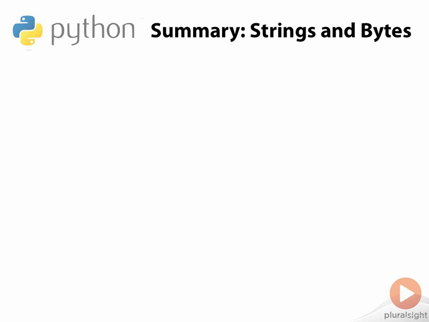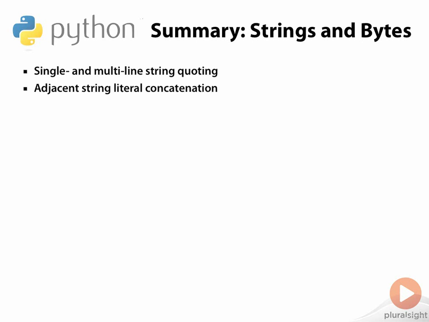Let's sum up. First, we looked at strings, in particular the various forms of quoting for single and multi-line strings. We saw how adjacent string literals are implicitly concatenated. Python has support for universal newlines, so no matter what platform you're using, it's sufficient to use a single \n character, safe in the knowledge that it will be appropriately translated to and from the native newline during I/O.